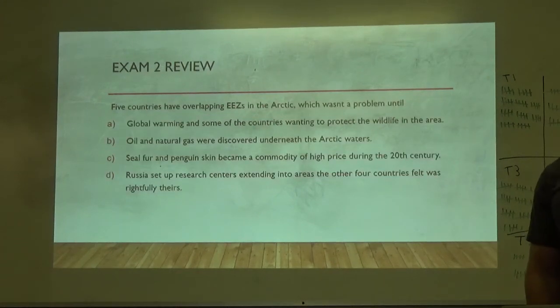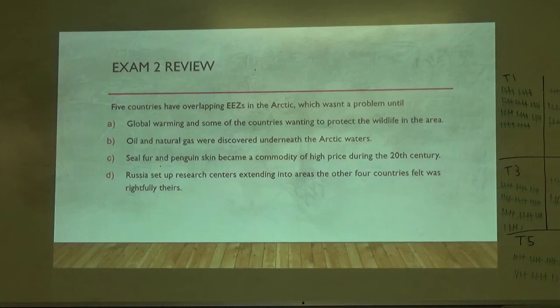Five countries have overlapping EEZs in the Arctic, which was not a problem until, is it A, global warming and some of the countries wanted to protect the wildlife in the area, B, oil and natural gas were discovered underneath the Arctic waters, C, seal fur or penguin skin became a commodity of high price during the 20th century, or D, Russia set up research centers extending into areas that the other four countries felt as rightfully theirs.